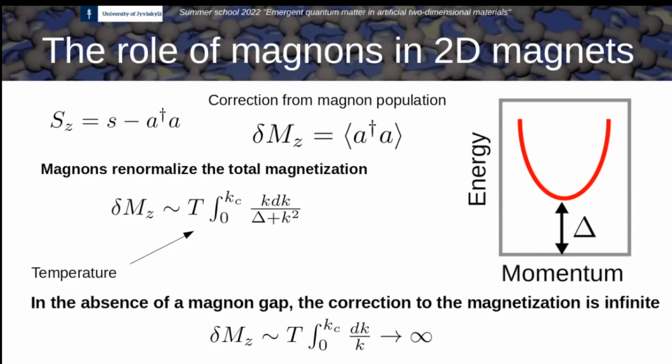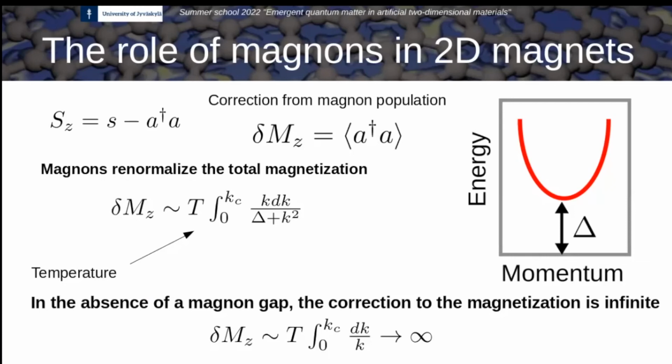So we had that the S-z operator was, in terms of the bosonic operator, the total spin minus the number of magnons, right? Minus the occupation number of magnons. So we can essentially compute the correction to the magnetization due to a finite number of magnons. And this correction to the magnetization is just the number of magnons that you have, right? The more magnons you have, the lower your magnetization is.